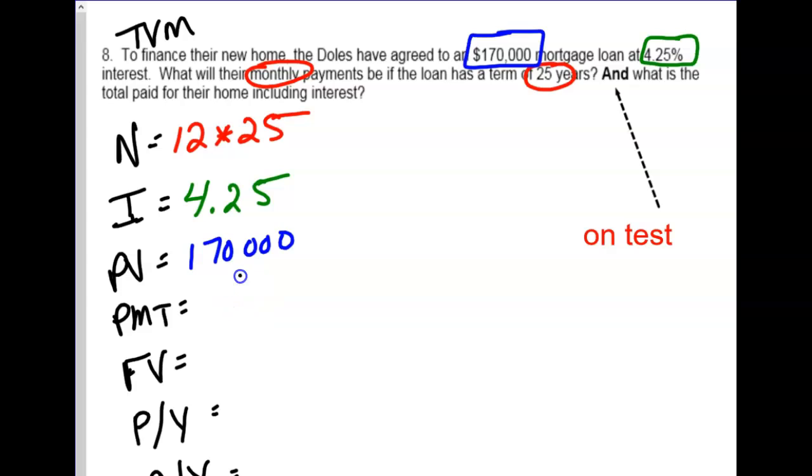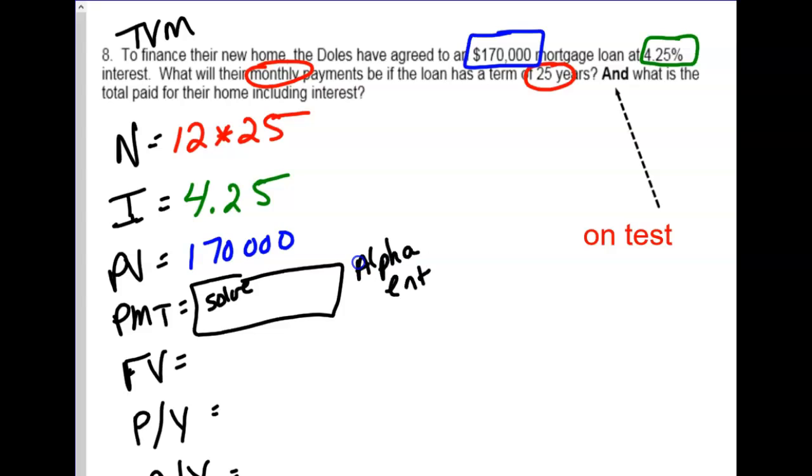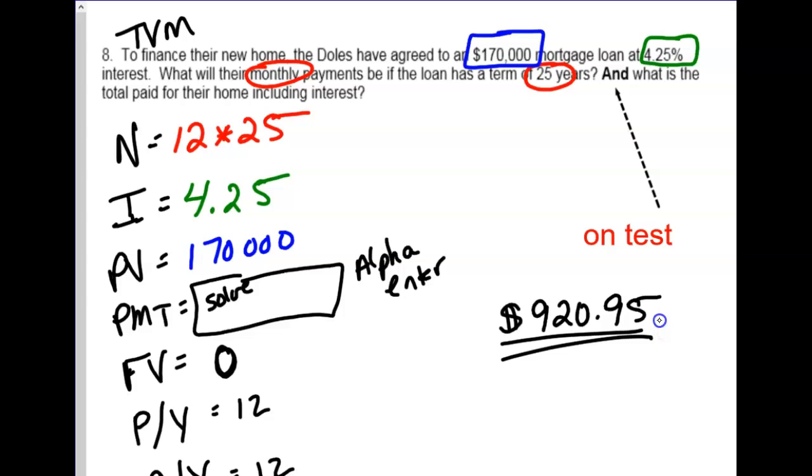The payment is what you're actually trying to solve. So I'm just going to leave a box here and remind myself I'm going to solve. By the way, you do that by hitting alpha enter. Future value should be nada because you want to pay off your loan. And then you're going monthly for both of these, so 12 and 12. So you get all that data entered. And then are you calculating it for me, Daniel? I need the mortgage payment. Adam, go ahead. Negative 920.9547. 920.95 cents? Yeah. Okay. So that's your mortgage monthly payment every month.